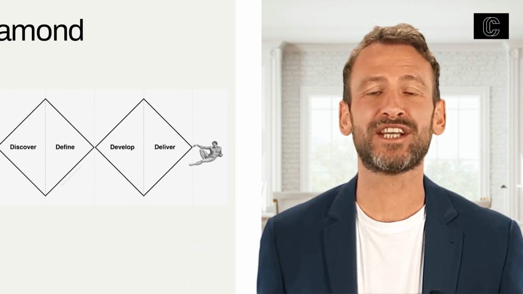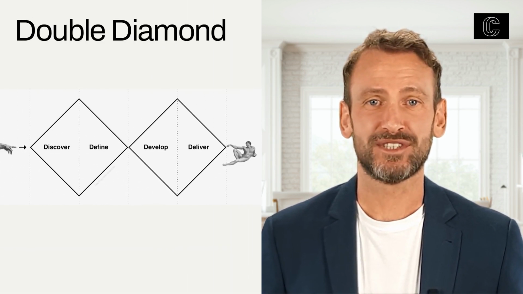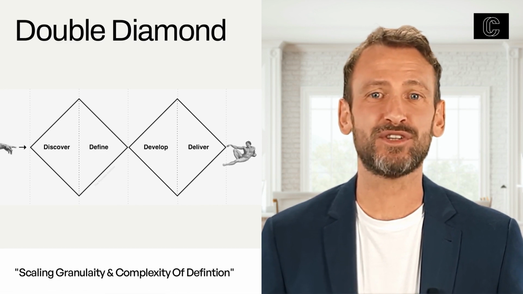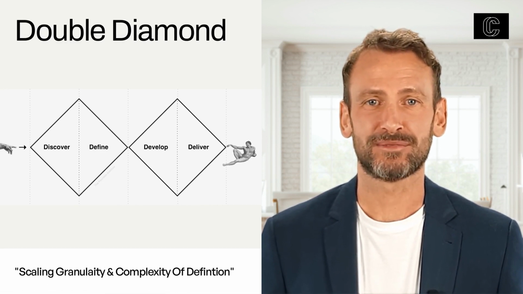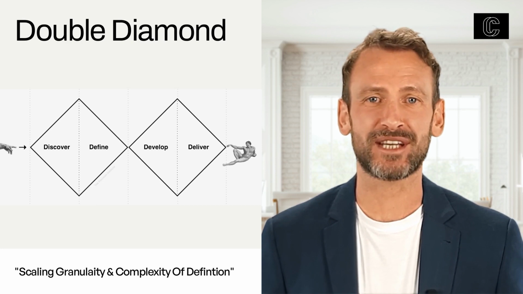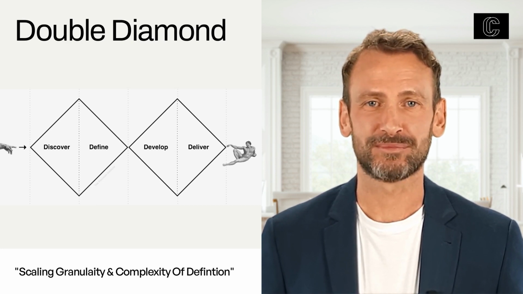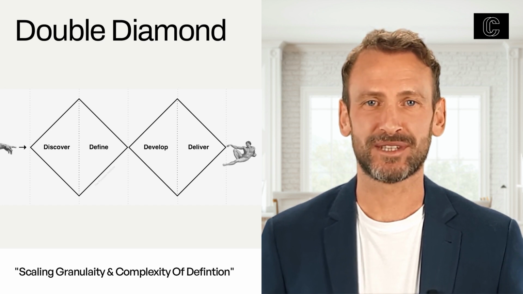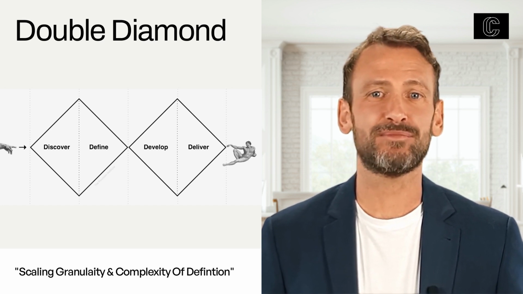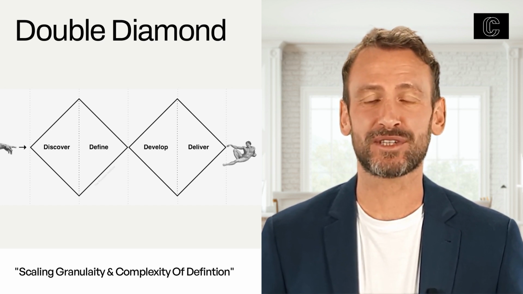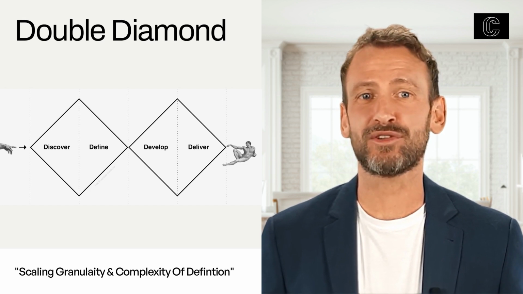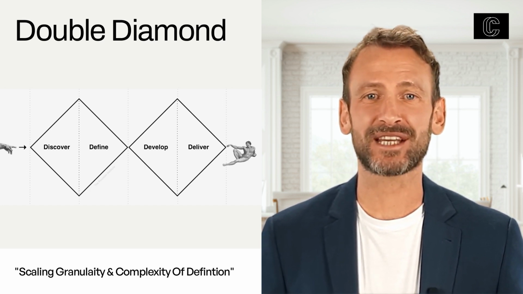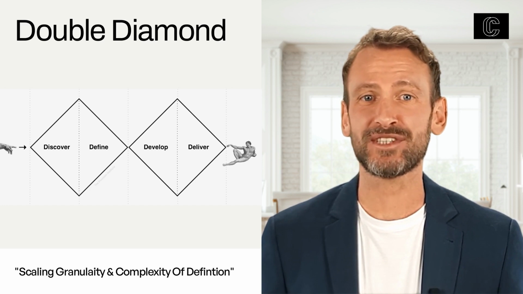To give you an idea of how the double diamond process can be scaled, you can break the two diamonds down into four stages: discover, define, develop, and deliver. Discover involves divergently exploring and understanding the problem, customer, and context. In the second stage, define, we utilize convergent thinking to refine a process down into themes, insights, and problem statements.